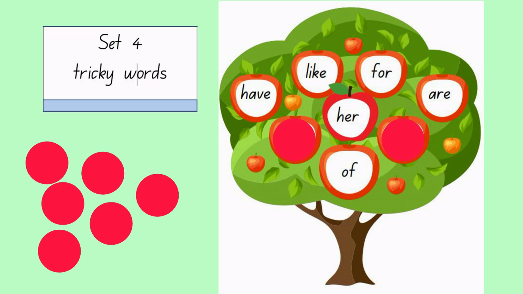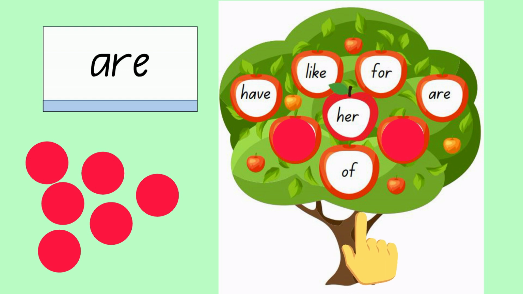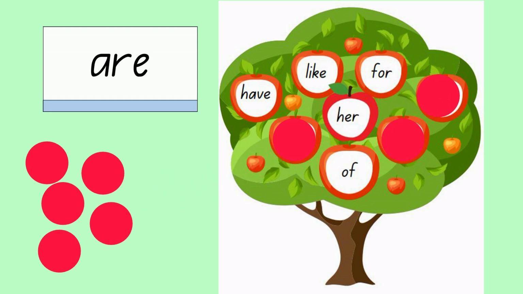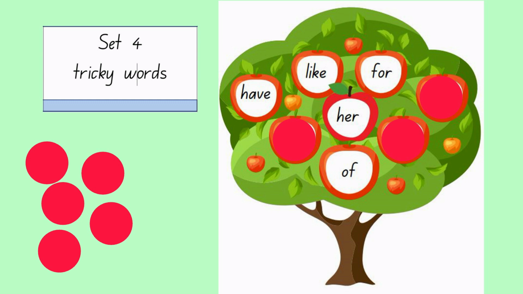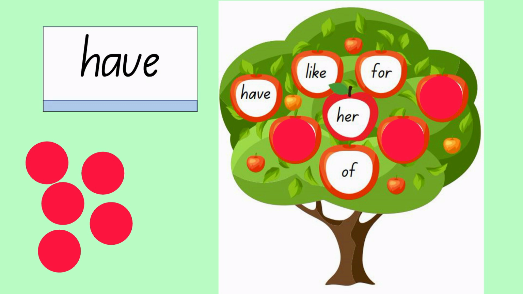And the next word is are. Let me have a look on my tree. There it is up the top. Are. Covering up are. Have is next. Let me check my tree. Yes, I have. I will cover it up.